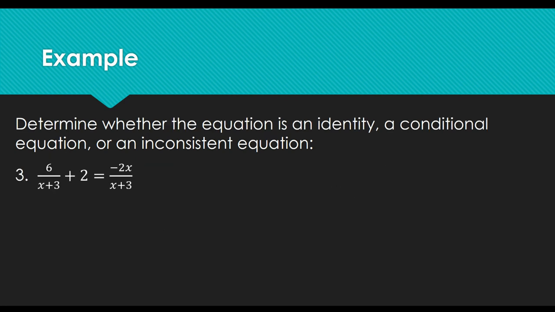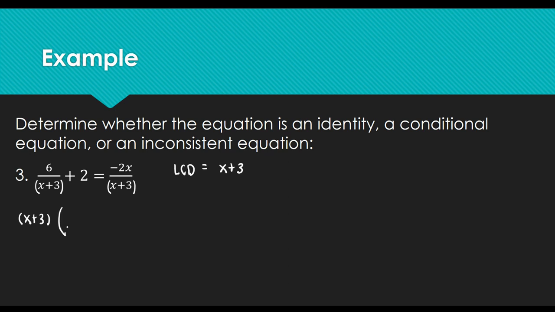Okay. If I take a look at this third one, once again, we want to determine if it's an identity, conditional, or inconsistent equation. So here we have a rational equation because we've got some fractions and those fractions have variables in the denominator. So just like our practice the other day, looking at your denominators, we've got some binomials here. There's nothing that we can do to factor out those binomials. So that means that my least common denominator is that x plus 3. So that's what I'm going to multiply everything in the equation by.